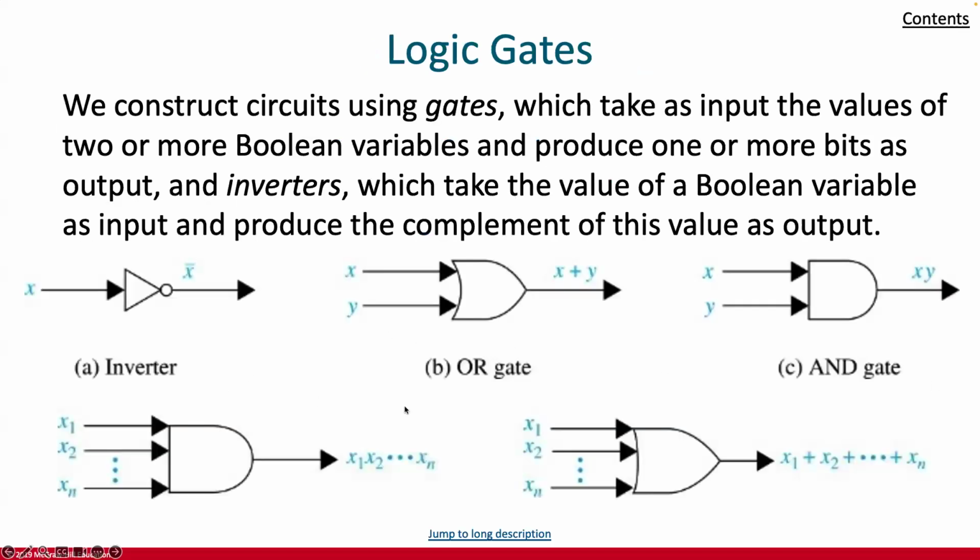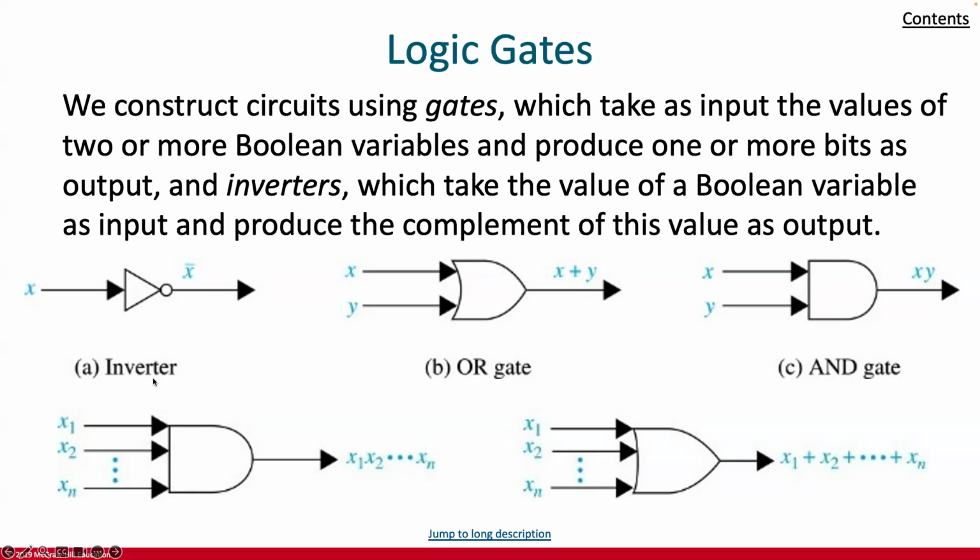So here are some illustrations of what those gates look like, and we saw those earlier, but now we're going to be thinking about them in more detail. So we can construct circuits using gates, which take as an input the values of two or more Boolean variables and produce one or more bits as outputs, and inverters, which take the value of the variable as an input and produce the complement of this value as output.